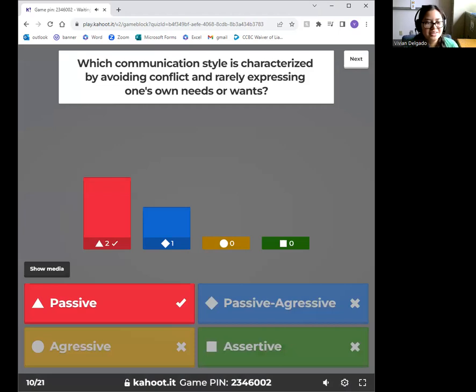Okay. So yeah, it is passive. Like we mentioned in the slide about the styles, passive is when you just kind of let things happen. You try to avoid conflict. You don't really try to get too involved with whatever's going on. Passive aggressive is kind of when you're being sarcastic and you are not the type to avoid conflict. You want the conflict to happen.